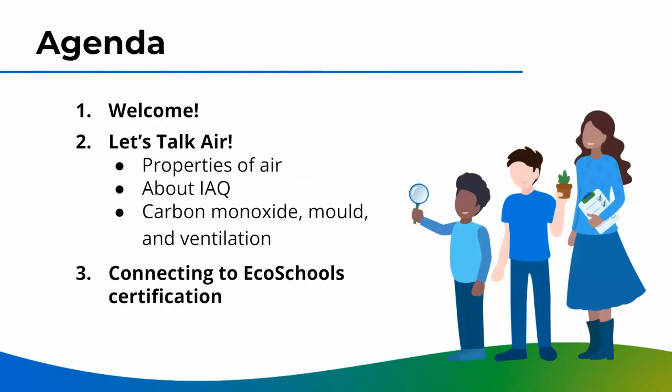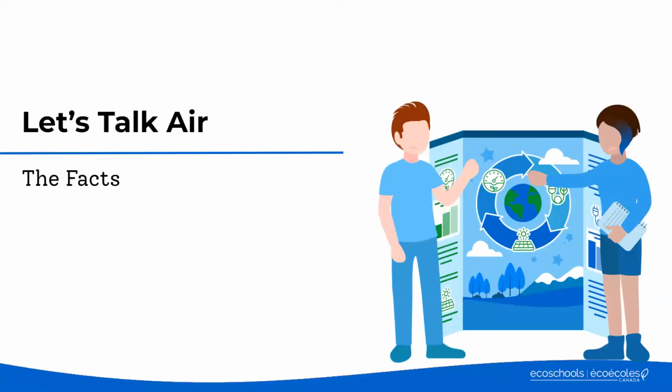Here's the agenda for the webinar. We'll start with an overview about the properties of air and indoor air quality. Next, we'll talk about the ways to reduce indoor air pollutants, specifically carbon monoxide, mold, and ventilation. We'll wrap up by going over how to connect this work to your EcoSchools certification. All right, let's get started. We'll learn a little more about air and indoor air quality.